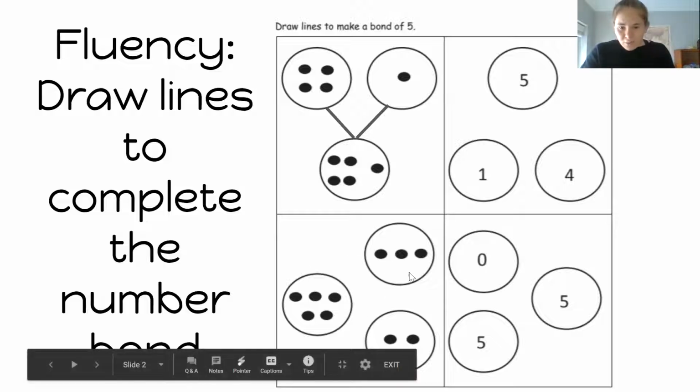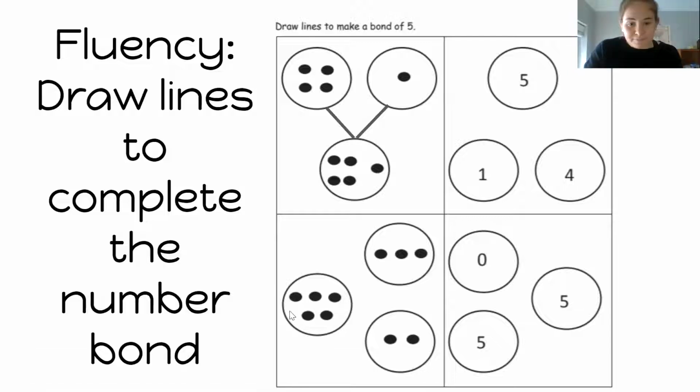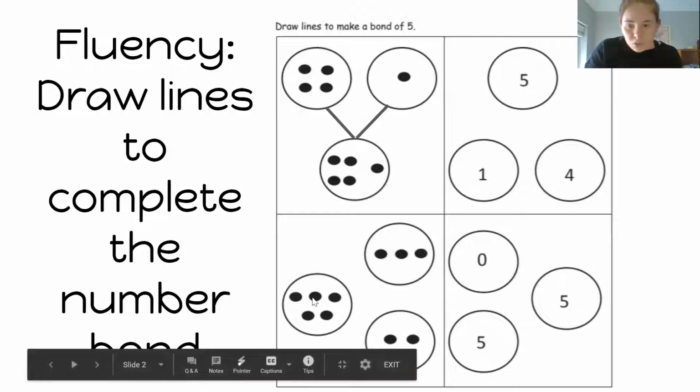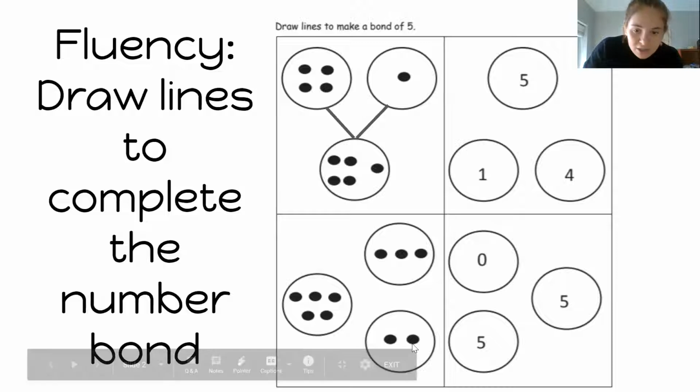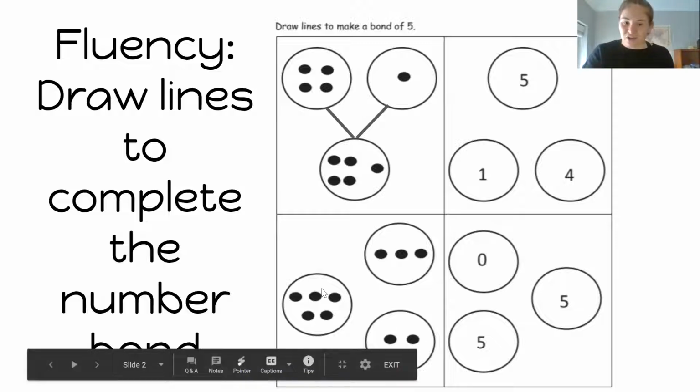Down here, we have more dots. Let's count them. Ready? Follow my mouse and count along with me. 1, 2, 3, 4, 5. Great. So 5 in the circle. Count here. 3 dots in that circle. 1, 2 dots in this circle. So we've got 5, 3, and 2.